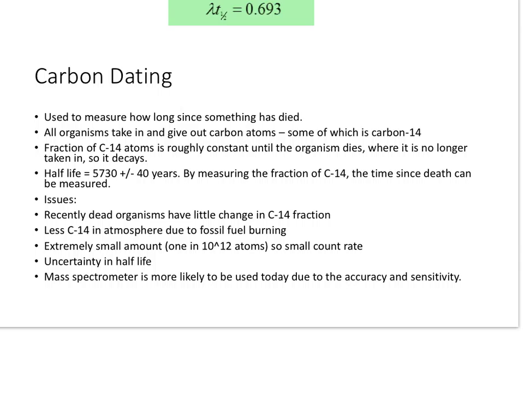The issues involve recently dead organisms having little change in the fraction of carbon-14. There is less carbon-14 in the atmosphere today due to fossil fuel burning than there used to be, so it's difficult to measure it compared to today's fraction. There is an extremely small amount of carbon-14 atoms in any given amount. There is 1 in 10 to the 12 atoms, so there's a very small count rate, and there's the small uncertainty in the half-life. Because of this, mass spectrometry is used today due to its accuracy and sensitivity.